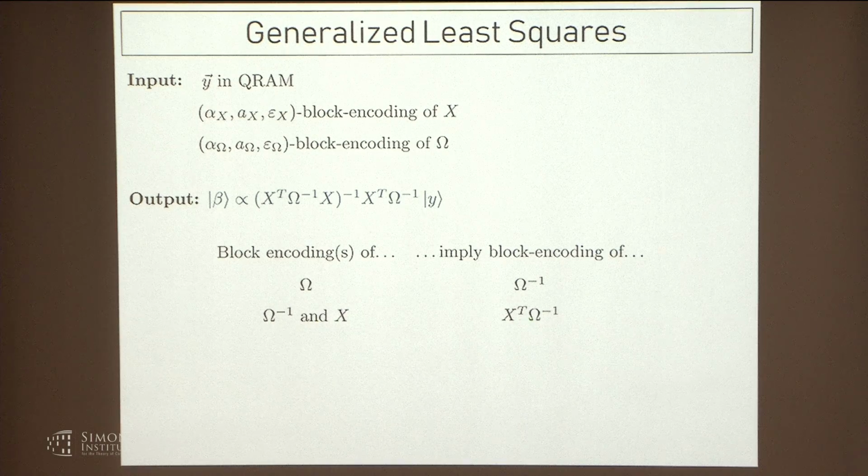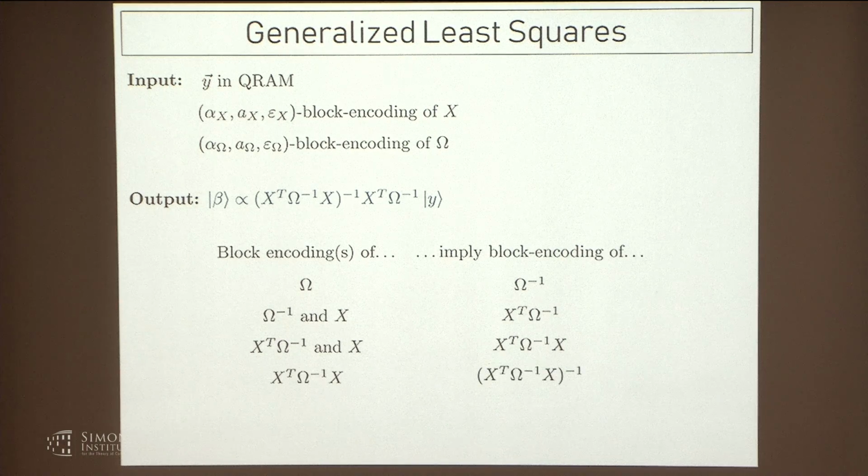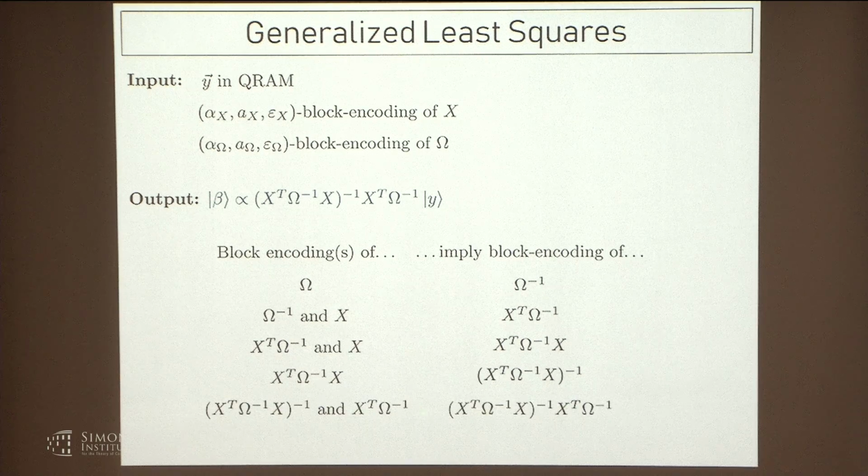Now I can generate a block encoding of x transpose omega inverse. Next, I can use my block encoding of x transpose omega inverse and x to get this block encoding. Now I can use this block encoding to get a block encoding of its inverse. And now I can combine these two block encodings that I've built up to get a block encoding of the entire expression, which I can then simply apply to y and do amplitude amplification on this whole process.